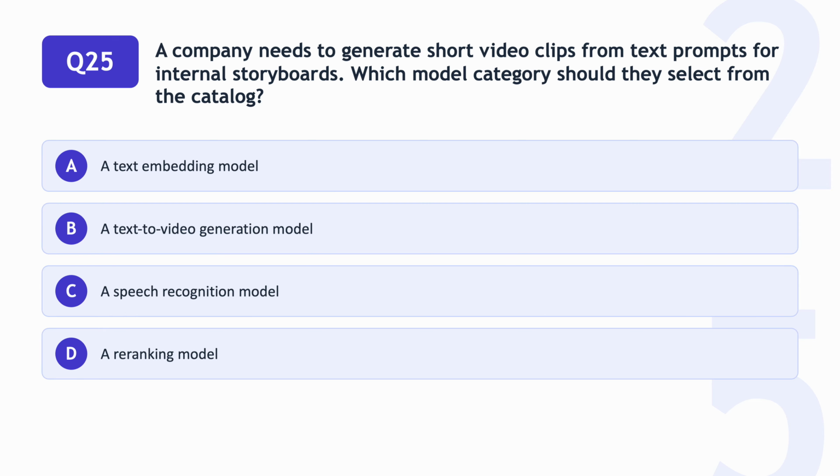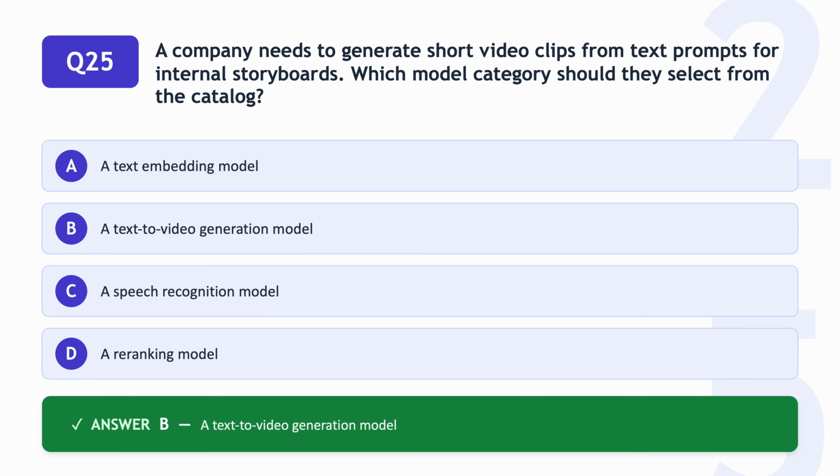C. A speech recognition model. D. A re-ranking model. Pause the video if you don't want the answer yet. Correct answer: B. A text-to-video generation model. Why B is correct? The requirement is to generate video clips from text prompts for storyboards and visual concepts. A text-to-video generation model is specifically designed to create video content from natural language descriptions.